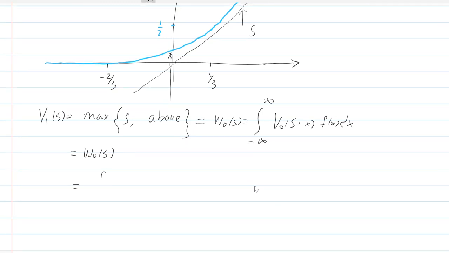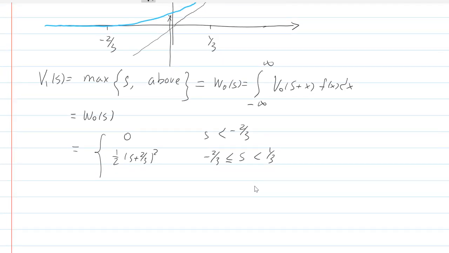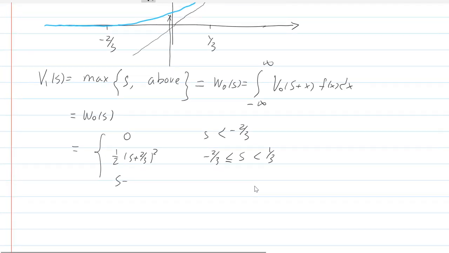So this v1 of s is equal to 0 if s is less than negative 2/3, and it's 1/2 (s plus 2/3) squared if s is between negative 2/3 and 1/3. Okay. It's a continuous function, so we don't need to worry about endpoints. And this is going to be s plus 1/6, and that's when s is bigger than or equal to 1/3. Think about the meaning of this one. It should be clear why we have v1 of s equal to 0 when s is less than negative 2/3. And that is all.